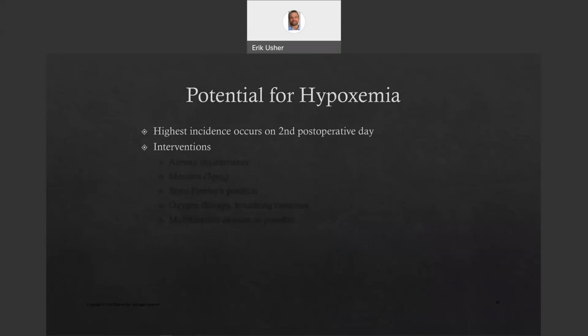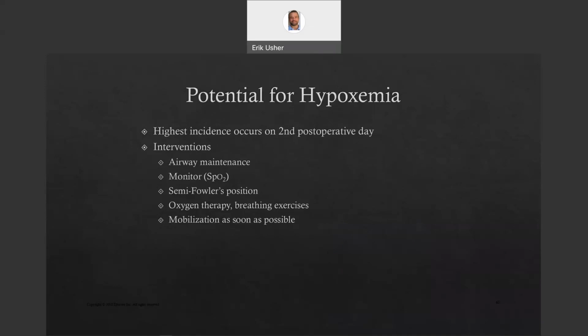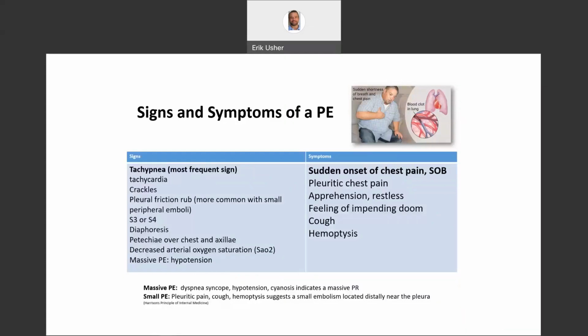So what do we do? What are the interventions? Well, airway maintenance, always make sure that it's open and patent. Monitor their oxygenation, their SpO2. Keep them in semi-Fowler's, a good 45-degree angle. Keep the head of the bed up. Oxygen therapy, breathing exercises, cough, deep breathe, and mobilization as soon as possible. That's important because we want to prevent secondary complications, which can be venous thromboembolism and pulmonary embolisms too.